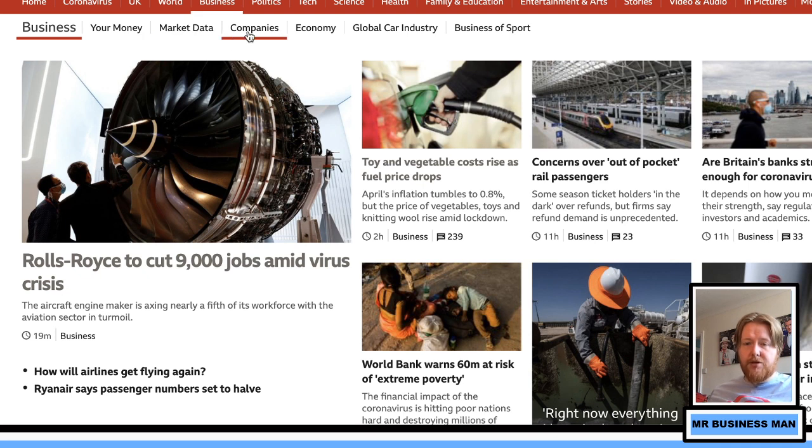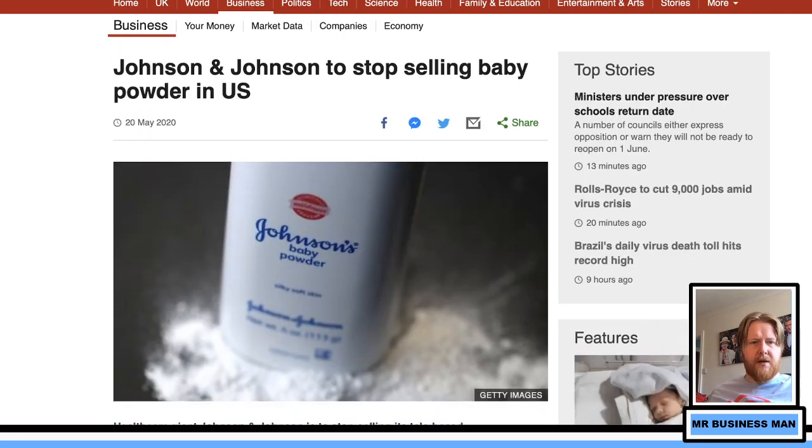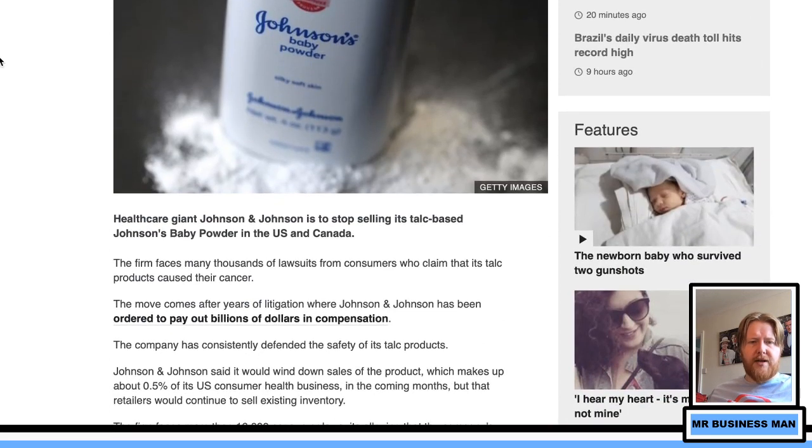It says Johnson & Johnson stopped selling baby powder in the US. Oh, wow, let's look at that. Healthcare giant Johnson & Johnson is to stop selling its talc-based Johnson's baby powder in the US and Canada. The firm faces thousands of lawsuits from consumers who claim that its talc products caused their cancer. The move comes after years of litigation where Johnson & Johnson had been ordered to pay billions of dollars in compensation. The company has consistently defended the safety of its talc products.